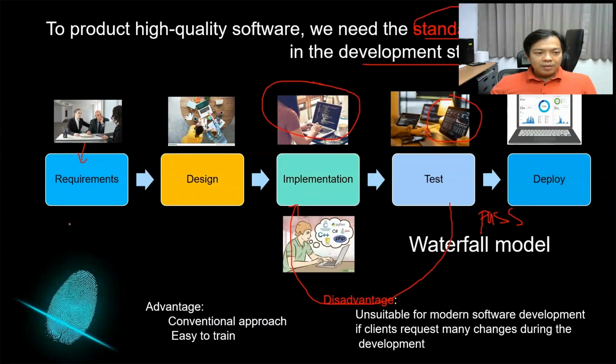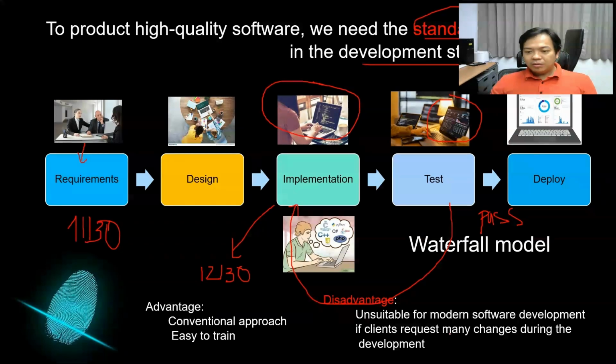Okay, this requirement from the first month, for example this one. This is a date, and after you design and implement, and after one month, the client goes back and sees, okay, this one is not good. I want to change. Wow. So that's one big trouble, because the client requires many changes during development.